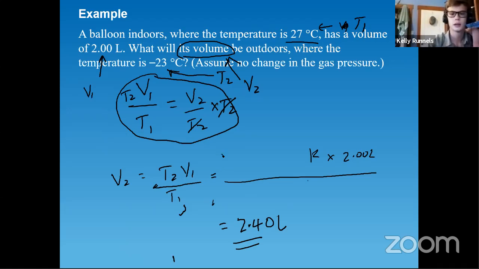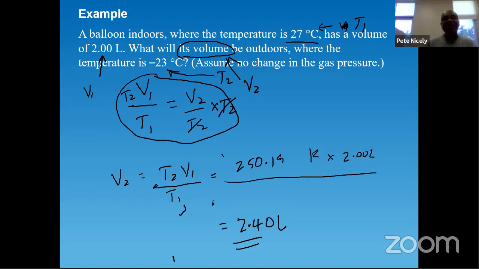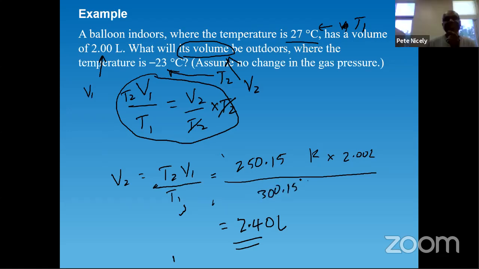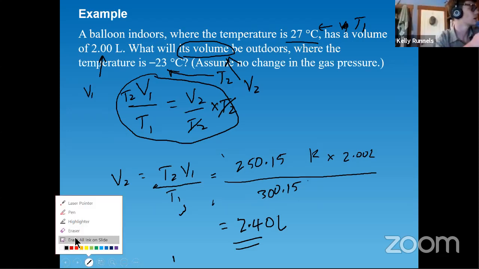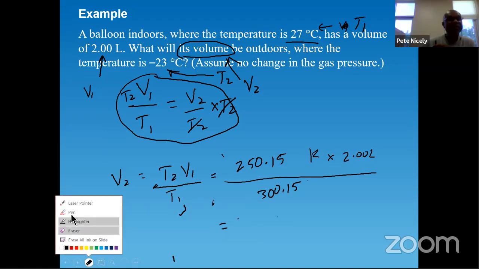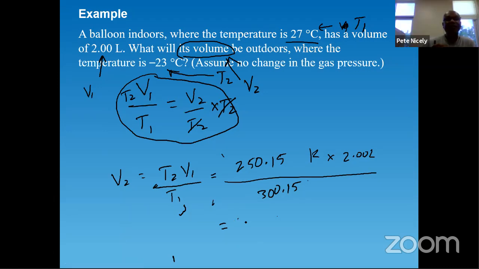Okay, 250.15. And then below you should have 300.15. Okay, all right, good. So what does that give you? That works out to be 1.67 liters. That makes more sense. Indeed, much more. 1.67.